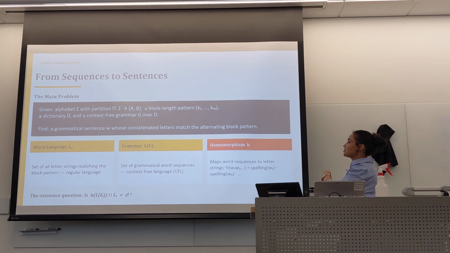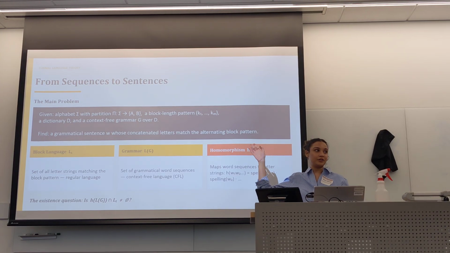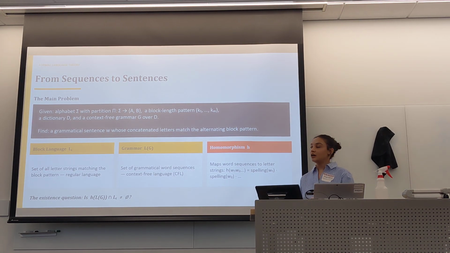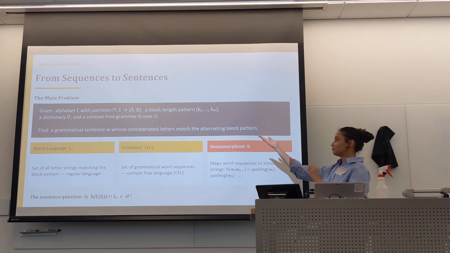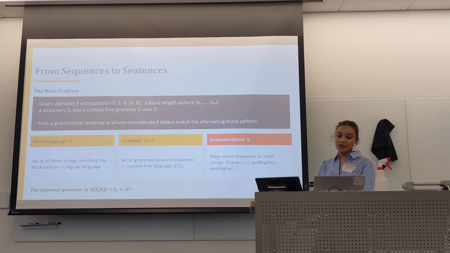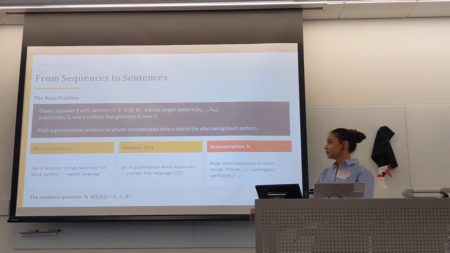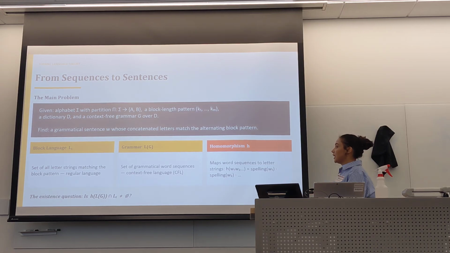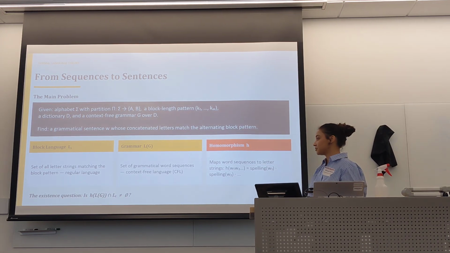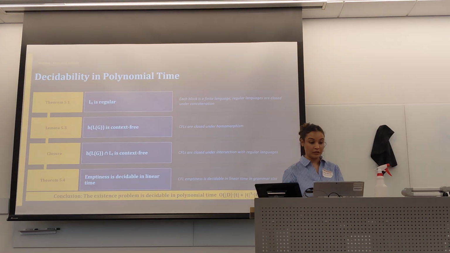Whose concatenated letters match the alternating block pattern we had earlier, and over an alphabet partitioned into two groups, A and B here. So we needed a block language, which is the set of all letter strings matching the block pattern. We needed a grammar, and we needed a homomorphism. And then we asked ourselves, does this exist?